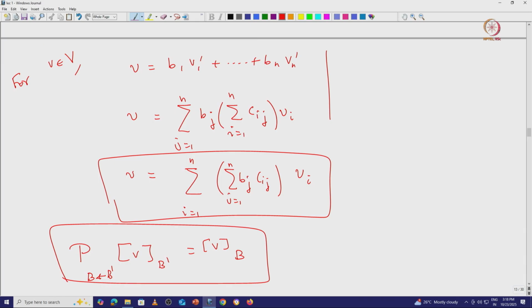Similarly, one can do it the other way. I will leave it as an exercise. Similarly, one can get the coordinates with respect to B dash by multiplying the change of basis matrix from B to B dash and the coordinate vector with respect to B. Now using this we can make connections between the matrix representations of T with respect to B and B dash.